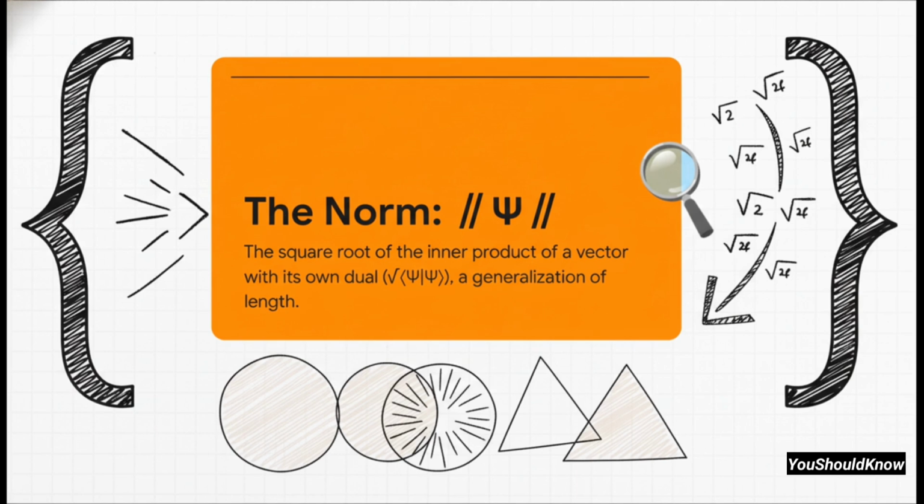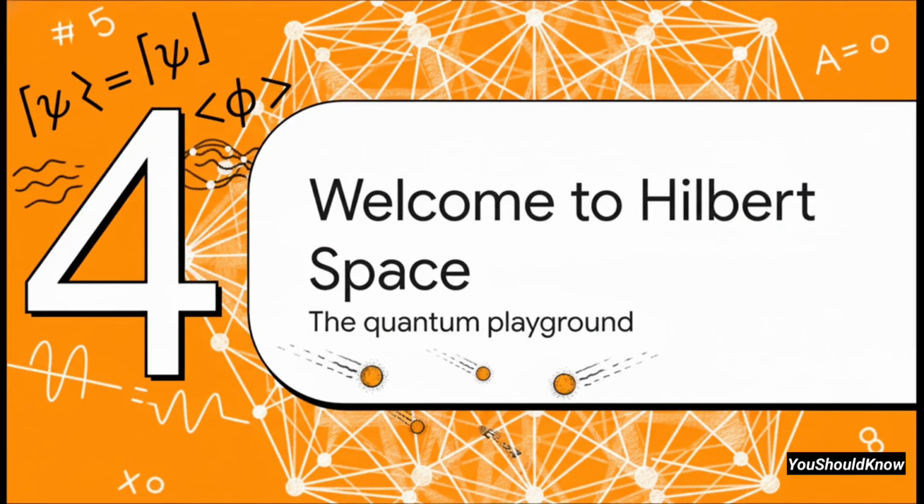It's a really neat way to connect these abstract quantum ideas back to something we can all visualize, like the length of an arrow. So all these Bras and Kets and the stuff they do, they need somewhere to exist, right? Well, that place is a mathematical environment called Hilbert space.